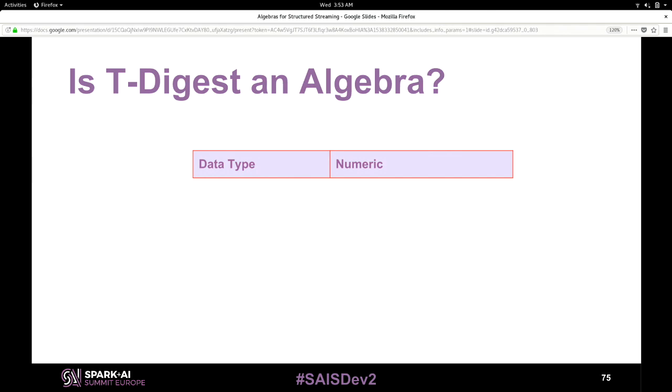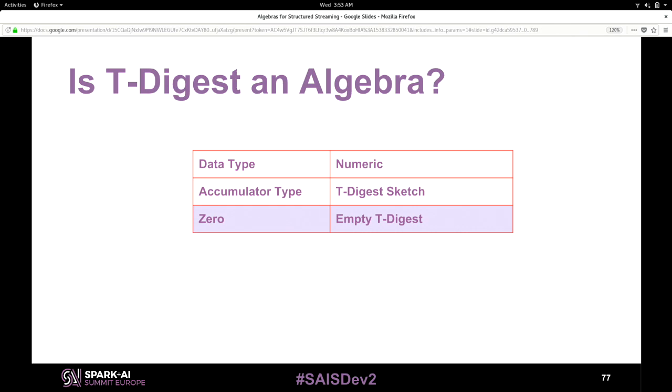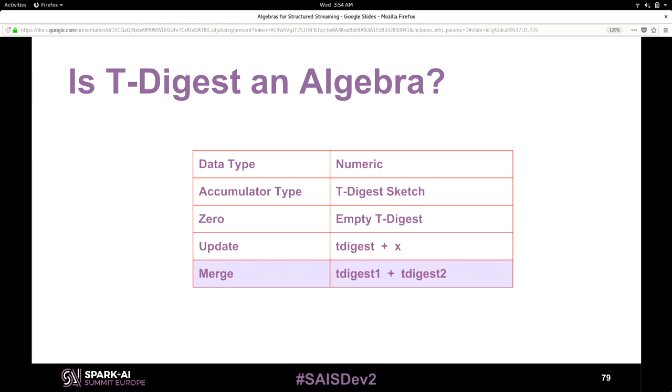So, is t-digest an algebra? Well, we can define a data type. It's basically numbers of any kind. The accumulator type is this t-digest sketch that I just discussed. There is a very well-defined idea of an empty t-digest, so that can be my zero value. Again, it's also very well defined how to insert a number into one of these sketches, and it's also possible, if you're careful, to define how to merge two t-digests and get a stable result.